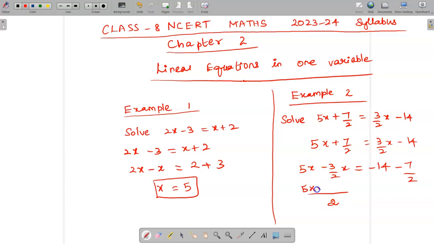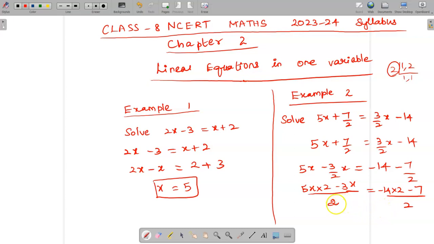So 5x into 2 minus 3x, which is equal to, here again, what is the common LCM? 2. If you want, you can write it and see: here it is 1, here it is 2. So the common LCM is 2. For the second term the denominator is 2, so no need to worry, but for the first term the denominator is 1, so we have to multiply by 2. So minus 14 into 2, minus 7.